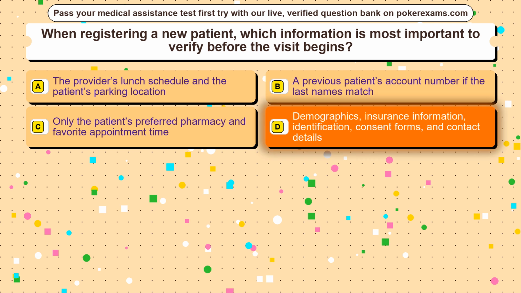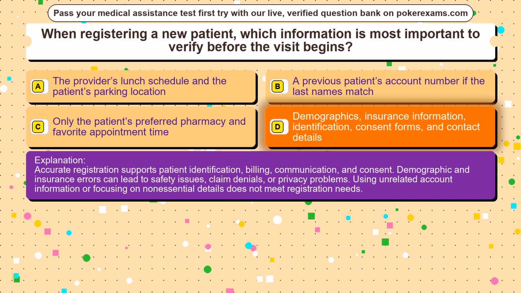The correct answer is option D, demographics, insurance information, identification, consent forms, and contact details. Accurate registration supports patient identification, billing, communication, and consent. Demographic and insurance errors can lead to safety issues, claim denials, or privacy problems. Using unrelated account information or focusing on non-essential details does not meet registration needs.